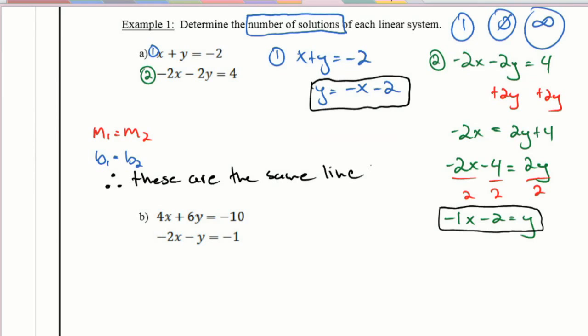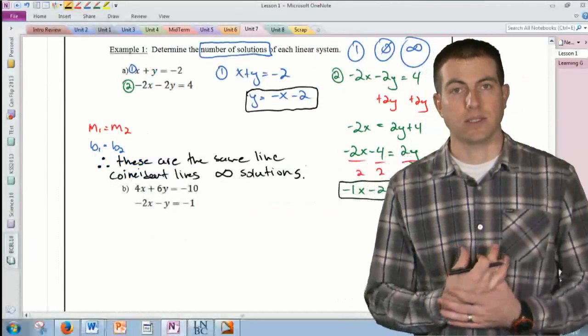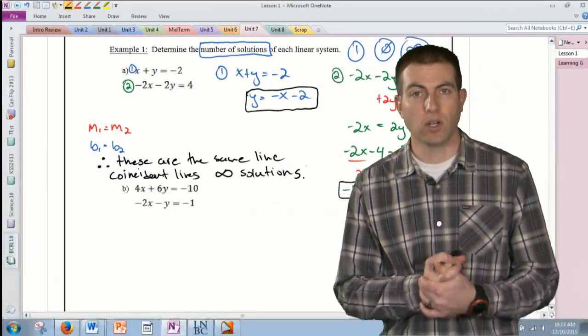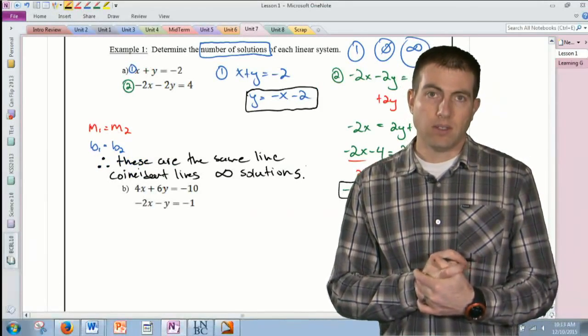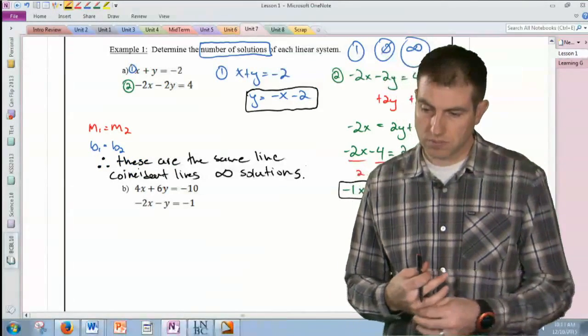The slopes are the same, the y-intercepts are the same. We can call them coincident lines and infinite solutions. So that's all the question was asking. Do we have 1, 0, or infinite solutions? In this case, we have infinitely many solutions.